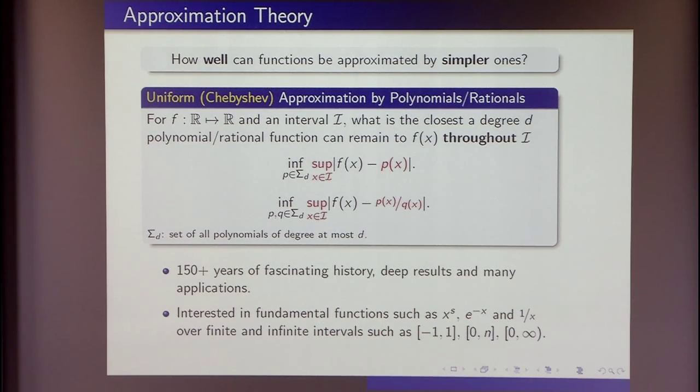The kind of intervals that we would be interested in would be different for these three functions. For x to the s, typically we would be interested in approximating it in minus 1, 1. For e to the minus x, in some interval which grows, think of n as a parameter which will grow, so some 0 to n. And for 1 by x, in the interval 0 to infinity. For many of our applications, just good enough approximations will suffice, and we'll talk more about it.